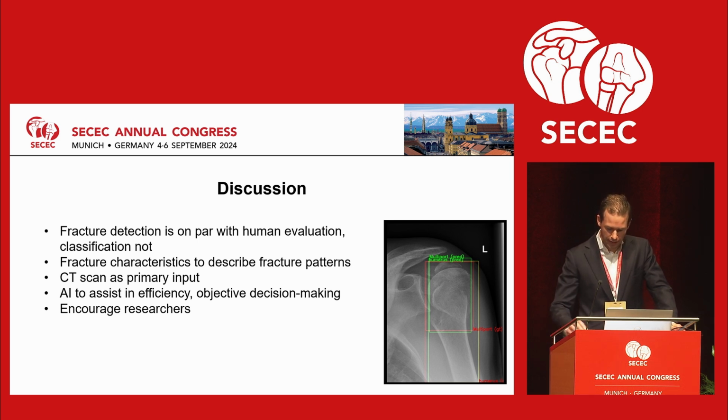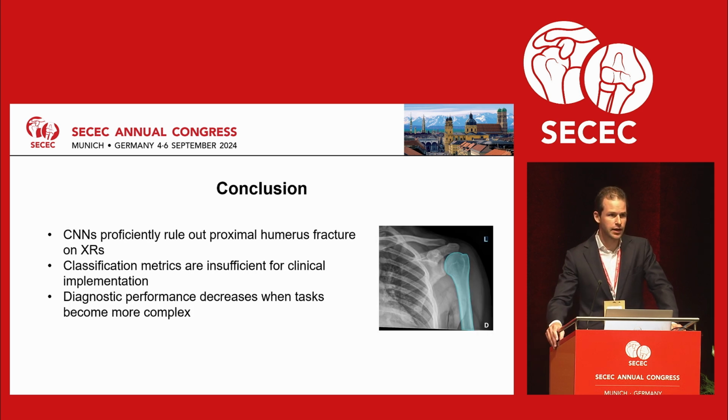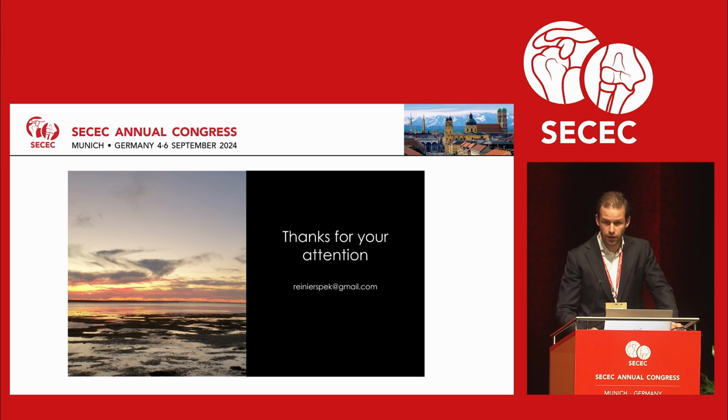It's rapid, and it can actually help with objective decision making. So in conclusion, the CNN we developed proficiently ruled out proximal humerus fractures on radiographs, but the classification diagnostic parameters are insufficient for clinical implementation. And what we can learn from this is that diagnostic performance decreases when tasks become more complex. Thanks for your attention.